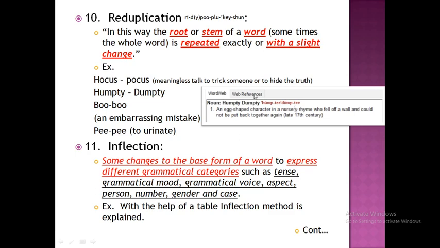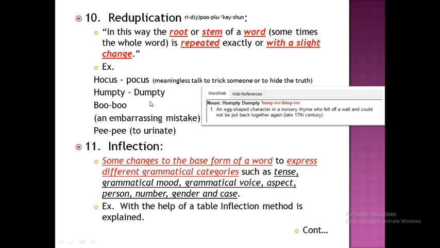The tenth is reduplication. Reduplication is a technique, a way where the root or stem of a word is repeated exactly or with some slight change. For example, hocus pocus. Hocus pocus is a word which refers to meaningless stuff which someone is using to hide the truth, to trick a person. There is a very slight difference in the syllable. Hocus and pocus, the words obviously are different, but the frequency is almost the same.